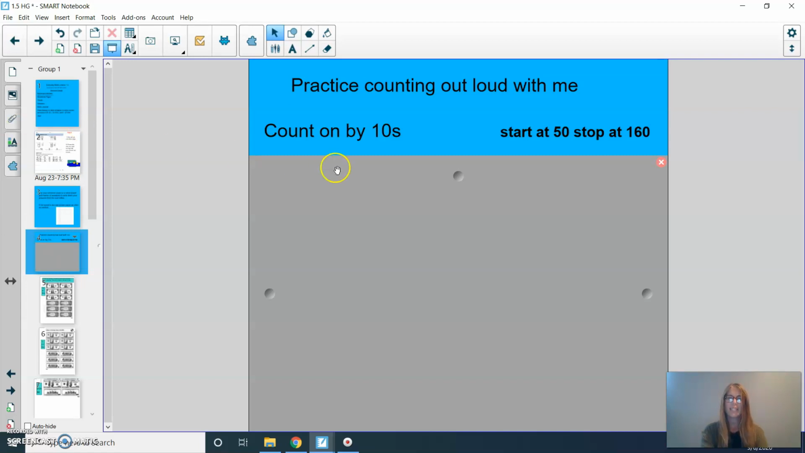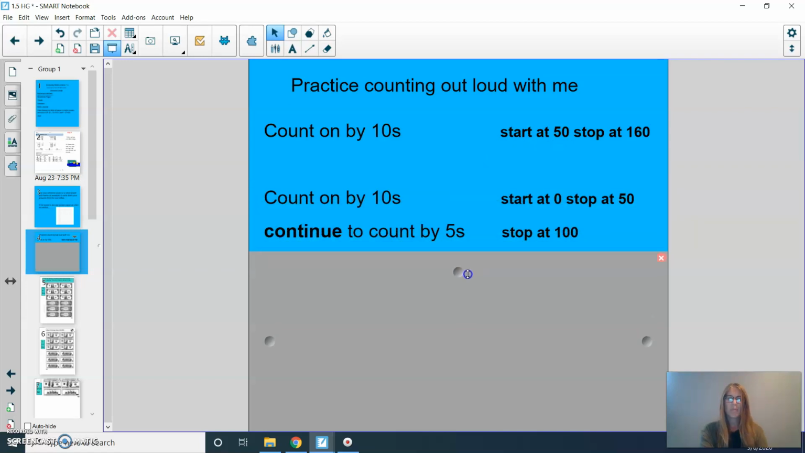So we're going to count by tens, and today we're going to start at 50 and we're going to stop at 160. So again, the first number that we'll say is 50, and then once we get to 160, we'll stop. Here we go. 50, 60, 70, 80, 90, 100, 110, 120, 130, 140, 150, 160. Let's try another one.